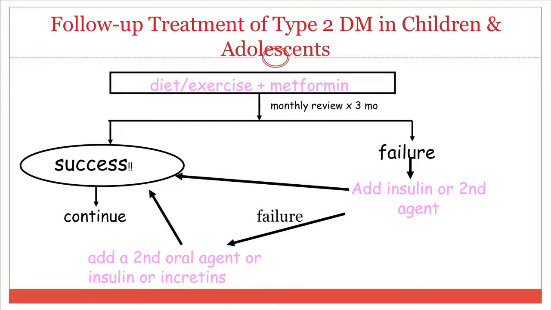So let me just pull out this slide. Follow-up treatment: diet, exercise, and metformin. If they're successful, you continue. If it failed, you add insulin or a second agent. This is usually when you get to the endocrinologist for us, after they go on metformin and they're not succeeding.